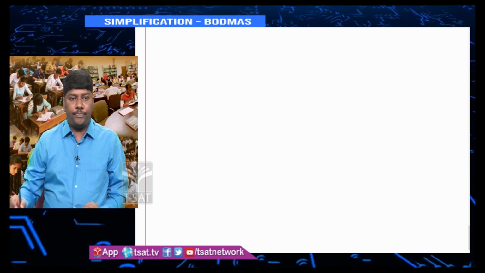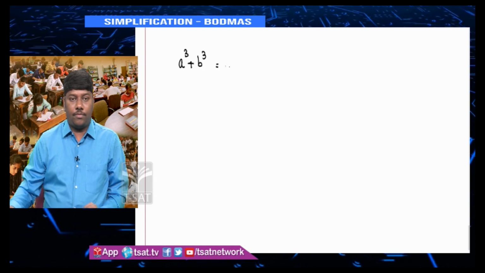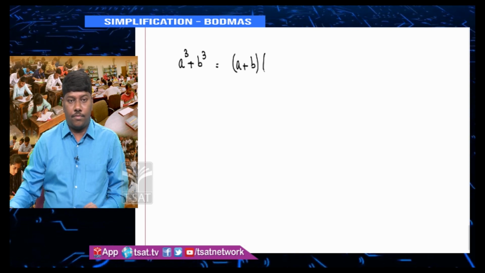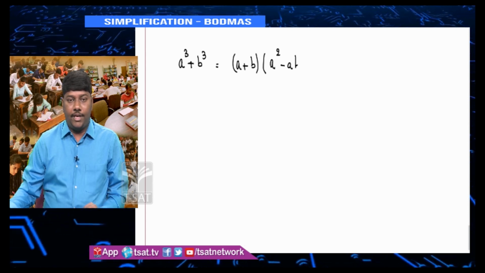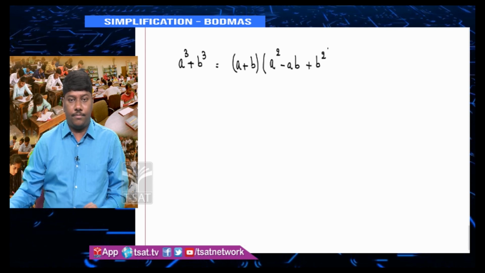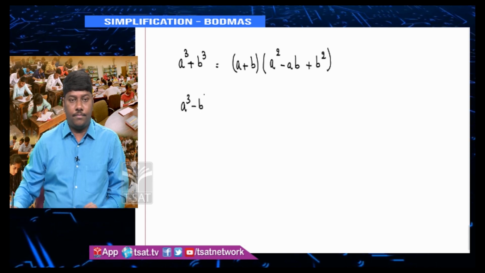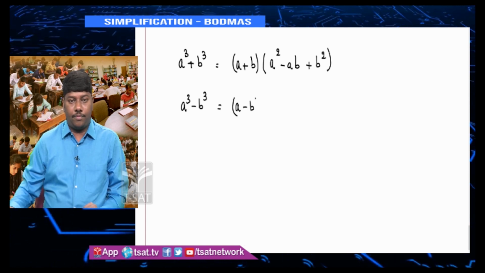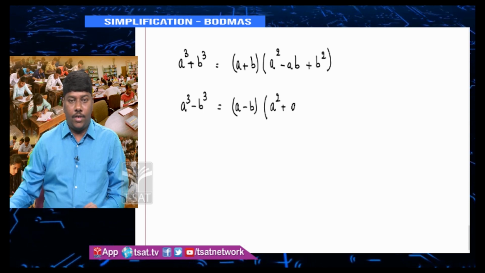Now, look at the next formula. For a cube plus b cube, it is a plus b into a square minus ab, gradually decrease the power of a, increase the power of b, plus b square. If I write a cube minus b cube, take a minus b, gradually decrease the power of a, increase the power of b.